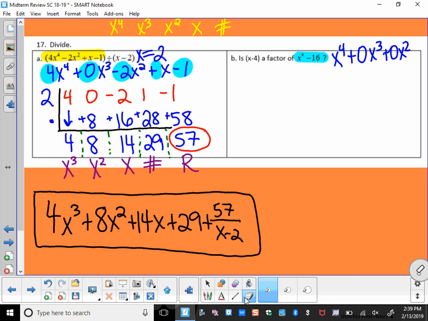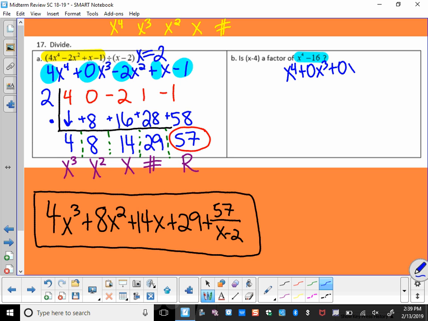Actually, let me write it up. You can actually write this on your paper too. So you can do it. So this is x to the 4th plus 0x cubed plus 0x squared plus 0x. I have my number though, minus 16. So we start with the highest exponent, 4. We go down, 3, 2, 1. Once we get to 1, we do our number.